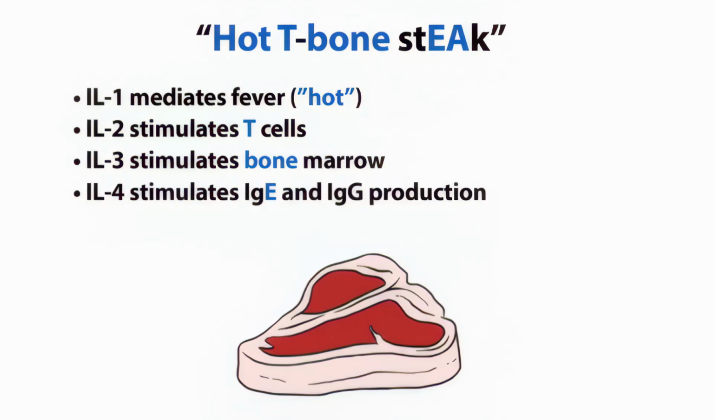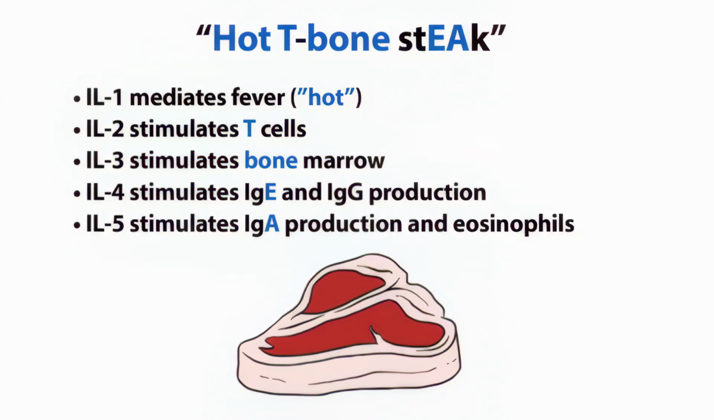IL-4 stimulates production of IgE and also IgG, so that would be the E in steak. And then IL-5 stimulates IgA production, and that would be the A in steak. And IL-5 also stimulates eosinophils. And real quick, lots of students seem to get confused about IL-4 and IL-5 and which one stimulates eosinophils. So I told you to link IgE and eosinophils in your mind in terms of type 1 hypersensitivity. But IL-4 stimulates IgE production, IL-5 stimulates eosinophils.